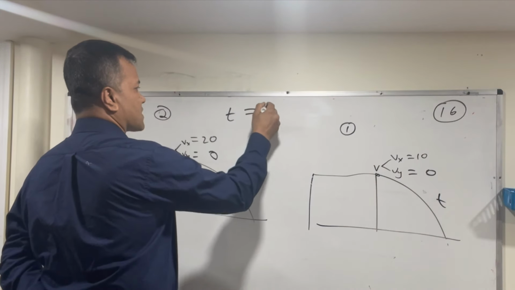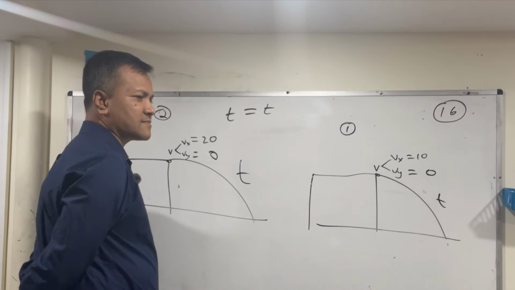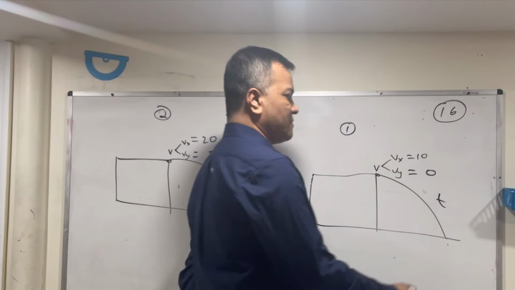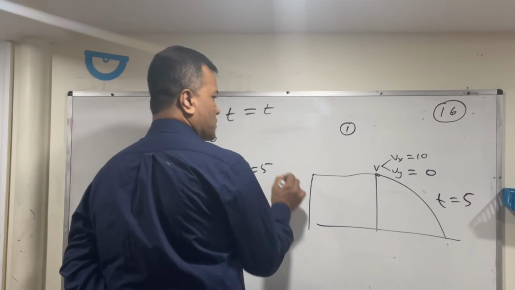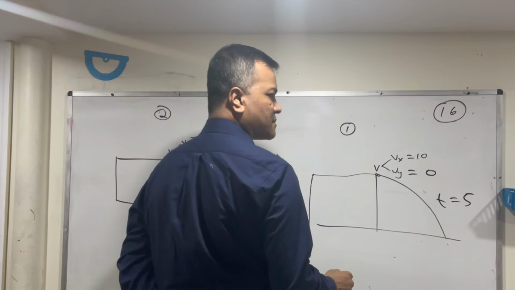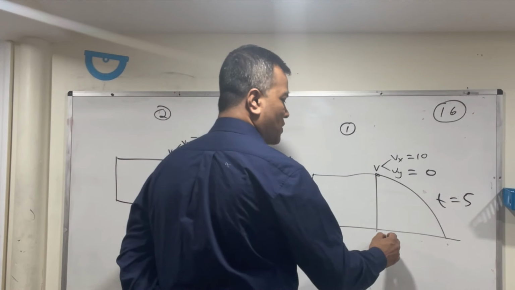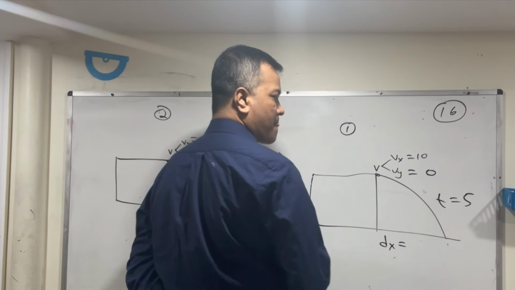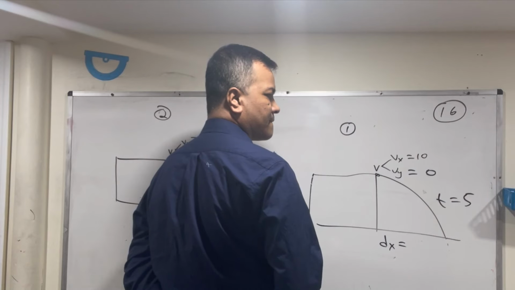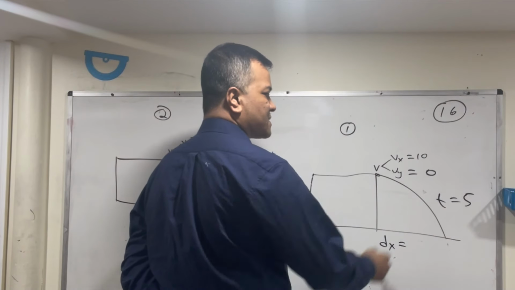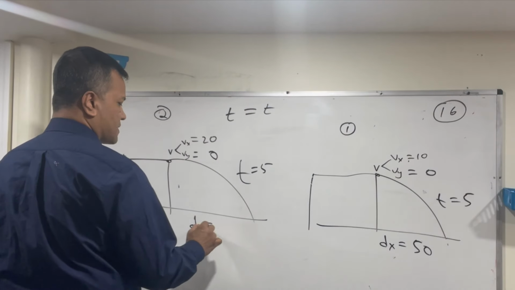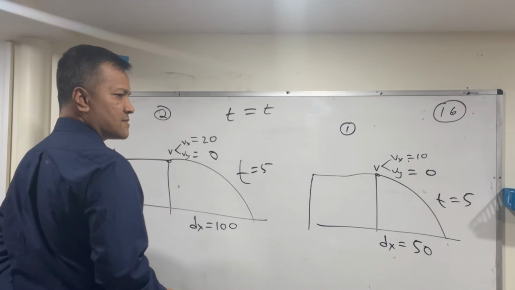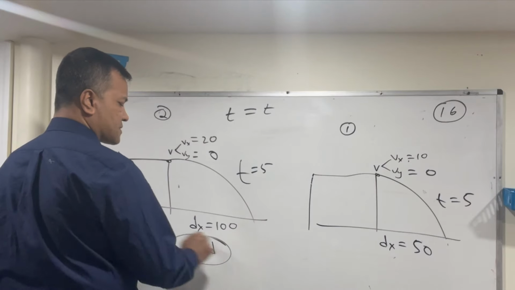So T is equal to T. Neither means not 1 nor 2 or 3. So can you give me just T? 5. If this one is 5, this one is? 5. We are just making it up. So what is the dx over here then? 50, because 10 times 5. And what is the dx over here? 100. So what is the answer? Twice. 2D, yeah, that's the answer.